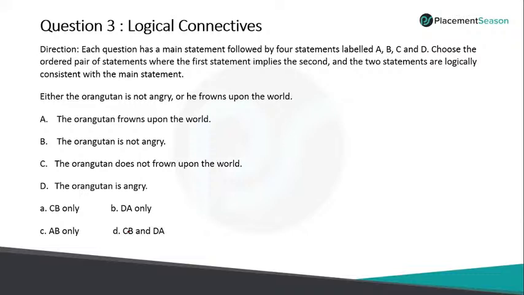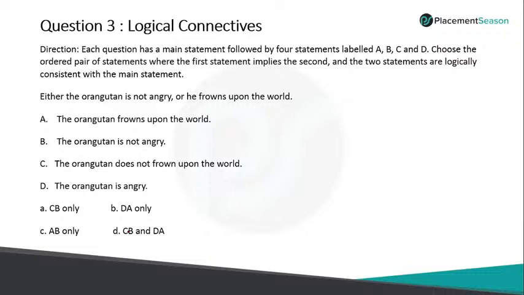First, the orangutan frowns upon the world. When will the orangutan frown? When it is angry, right? Which means the orangutan is angry. So where do we have that? Yes, we have that. Isn't that D? The orangutan is angry. So we can connect the orangutan frowns upon the world, the A, with the orangutan is angry, the D. So A and D are the same. We can connect that.